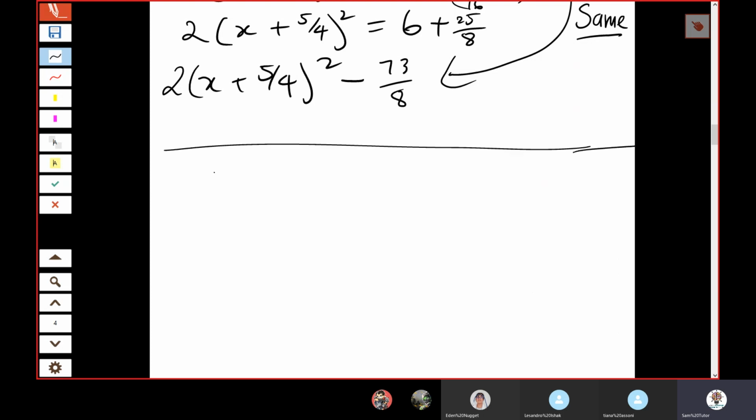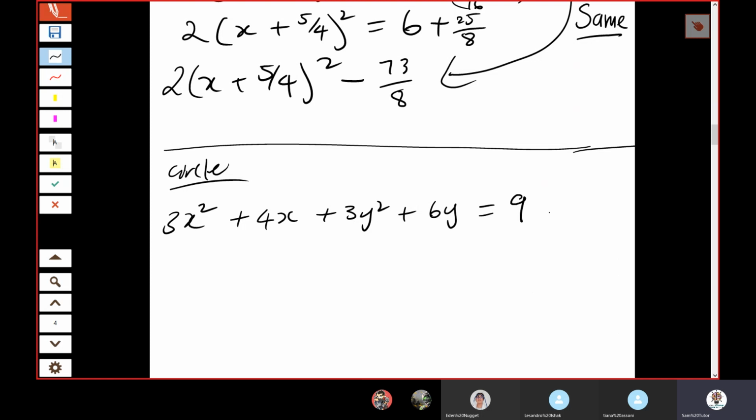Let's do it again for a circle. And if you guys can get the circle, then I think we're good. Circle. Okay, 3x squared plus 4x plus 3y squared plus, I don't know, 6y equals 9.